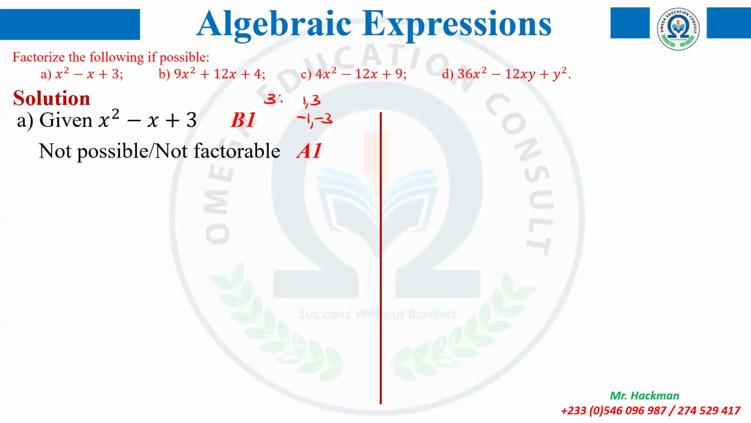So if all are positive, if I add, I will get positive 4. No, I want negative 1. If all are negative 2, if I add, I will get negative 4. So this tells us that you won't get any factor pair that, if you add, you will get what? -1. Though the product will give you 3, one of the conditions is satisfied. The other condition, which is -1, is not satisfied. So in this case, you conclude that it is not possible, or not factorable.